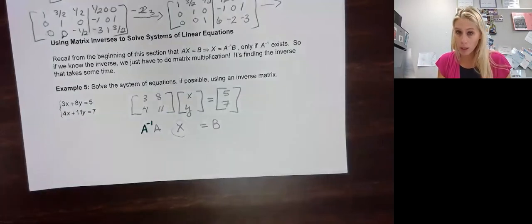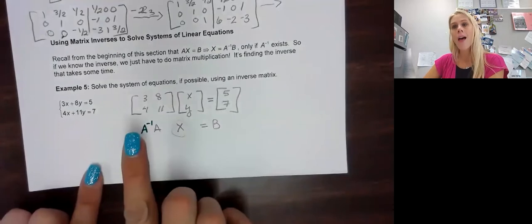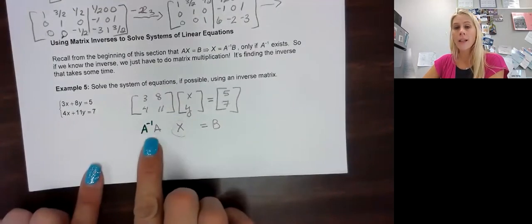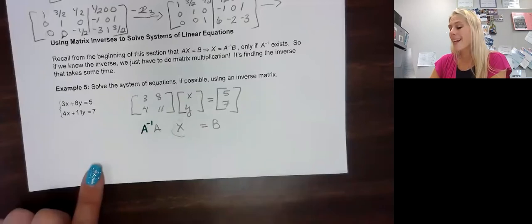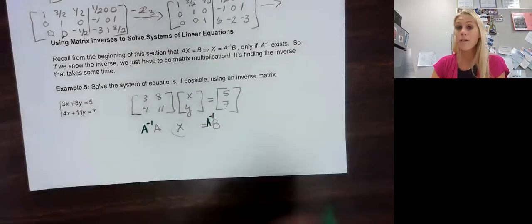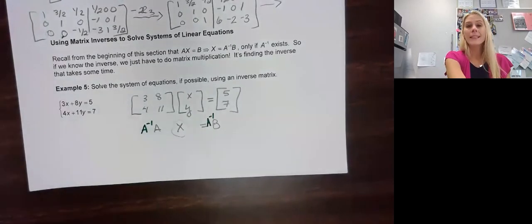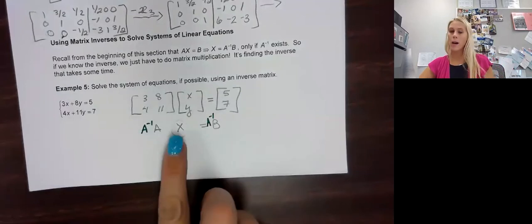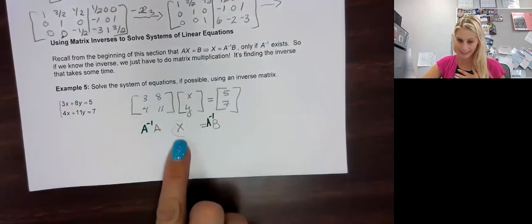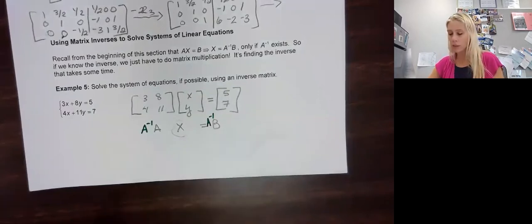Here's the tricky part. Remember that multiplication order matters for matrices. So you see how I'm multiplying the inverse in front? It also means that I have to multiply the inverse in front on the other side. Okay? This is how I will find what our variable matrix is. Well, to do that though, I need the inverse first.